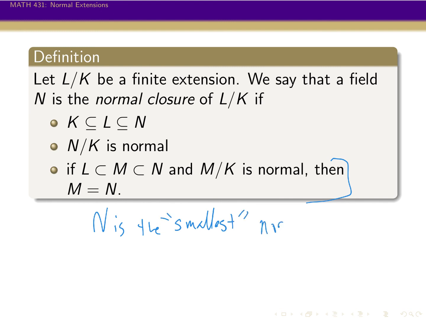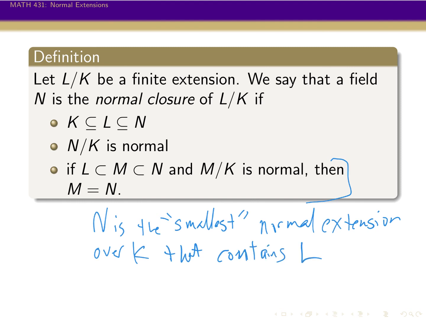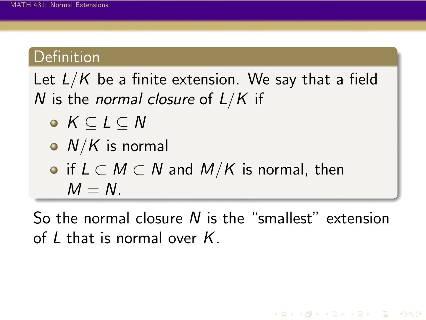What this last condition is really saying is that N is the smallest normal extension over K that contains L. That's really the idea of the normal closure. It is the smallest normal extension over K that contains L. Here's what I just wrote down in much easier to read print.